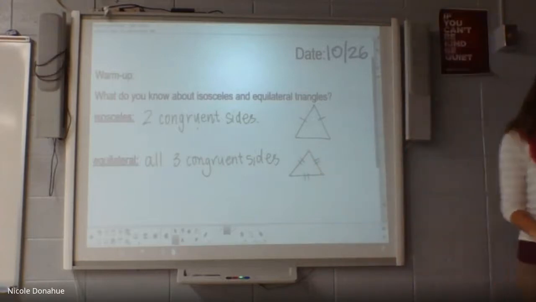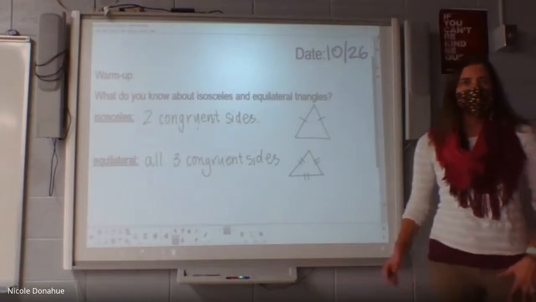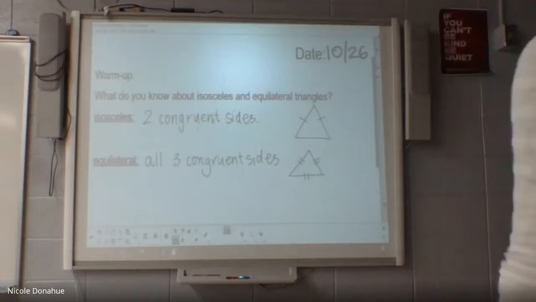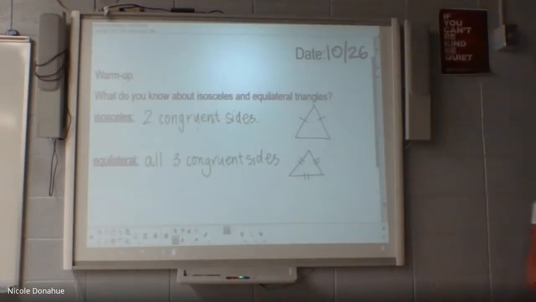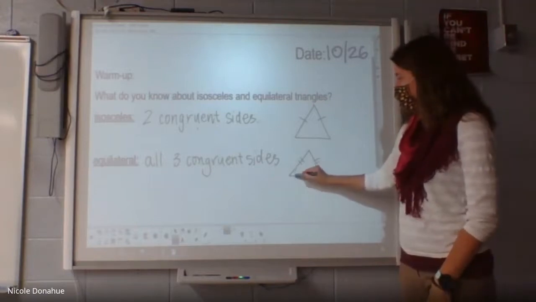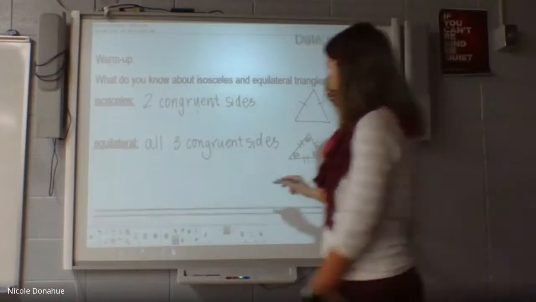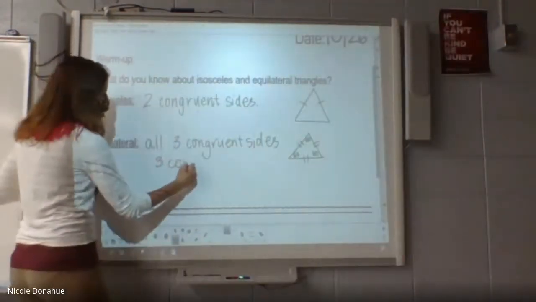Does anyone else remember anything about the angles we talked about? We talked about this, I think it's been two chapters now. So what do we know about the angles of those isosceles and equilateral triangles? Do you remember about the angles? Yeah, go ahead. They all equal 60 degrees. So in an equilateral, they're all the same and they're all going to be 60 degrees. Very good. So three congruent sides, but also three congruent angles.